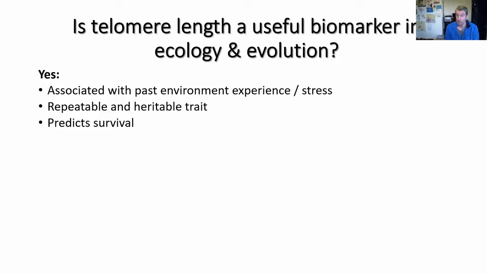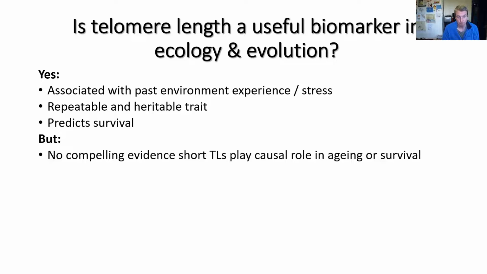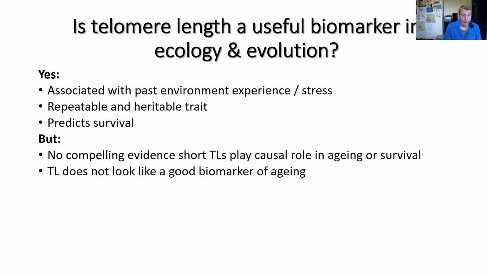It does look in many labs' hands to be repeatable and heritable, and it does seem in many cases to predict survival. So these are all very interesting and potentially important properties for any biomarker within this field. But I don't think there's evidence I consider particularly compelling that short telomeres or telomere attrition play a causal role in aging or survival. I can't see any evidence really that convinces me in either the ecological or human literature that telomere length is a good biomarker of aging.